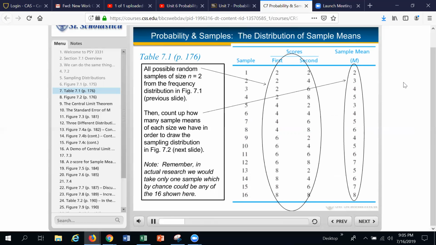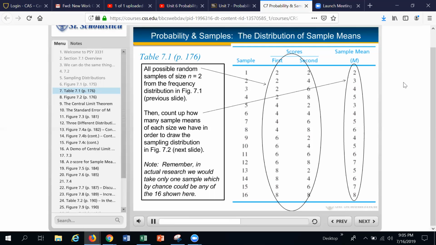For example, in sample number 1 listed here, we randomly picked a 2 and then a 2 again. Obviously, we are sampling with replacement, since it is possible to sample 2 twice, even though there is only 1 2 in the population. Then we take the mean of our sample. We add 2 plus 2, which is 4, and then divide by 2, and we get 2 for the sample mean.